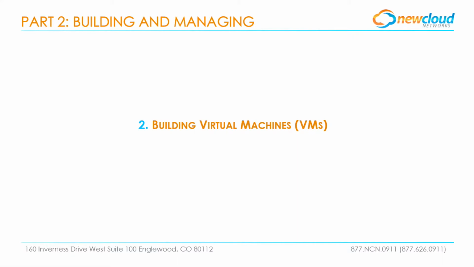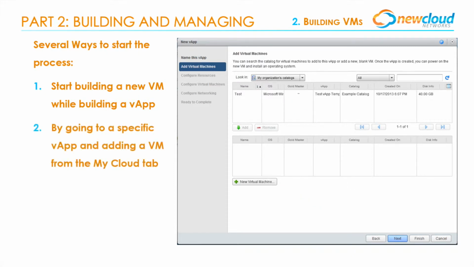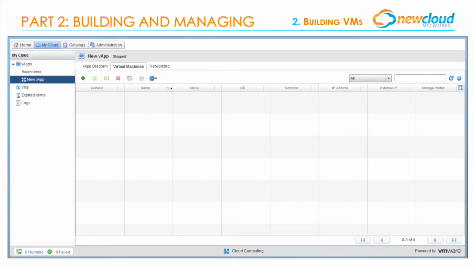Building virtual machines. To spin up a new virtual machine, there are two ways to do so. One, you can spin up a new VM during the vApp building process by selecting the new virtual machine icon on this page of the vApp building process. The second way is by accessing a specific vApp from the MyCloud page.